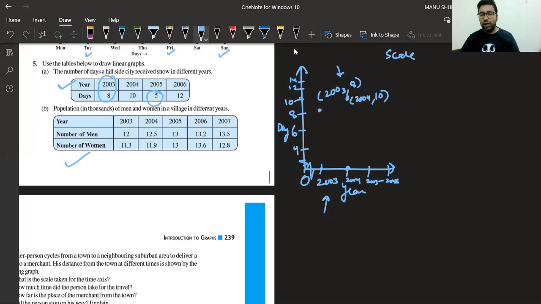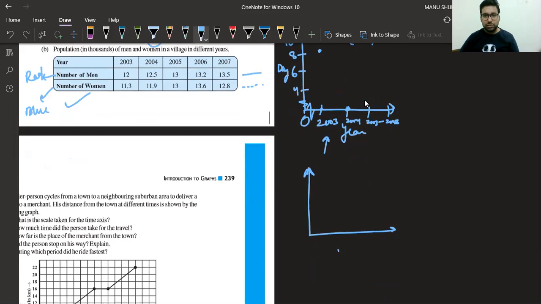In this question, you have two quantities to compare. So you can take two colors if you want. Suppose you take red color for men and blue color for women. Or you can take a solid line and a dotted line. Whatever you like, you can go like that. In this case also, you will draw the graph. Now, what will we take on the x-axis? We will take the years. On the y-axis, we will take the number of men or women.